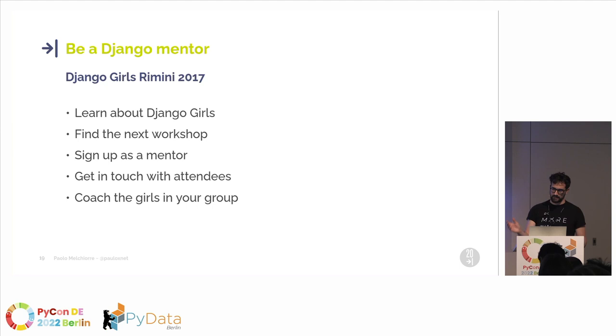This is the photo of my Django Girls group, all smart girls who completed the workshop in the day, and the experience gave me better confidence as a coach. I understood better the concepts of Django that I had to explain to them, and met other talented mentors from all over the world.